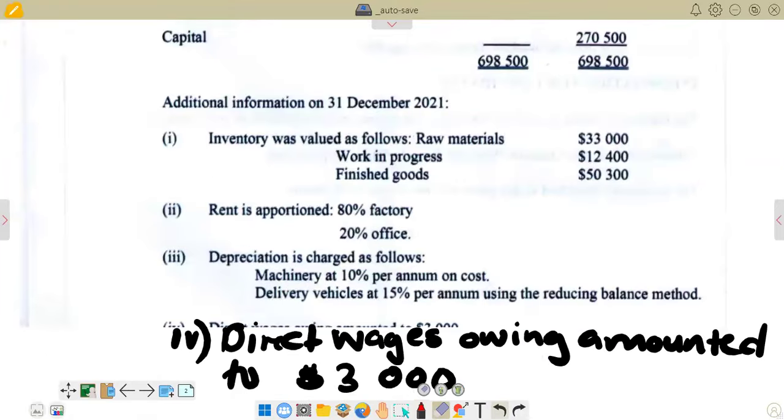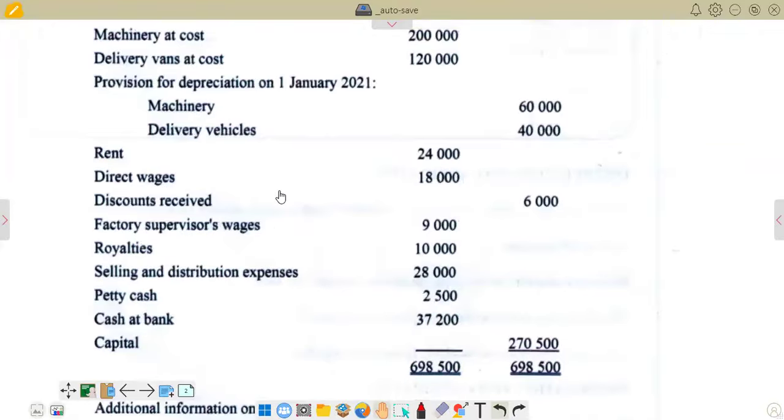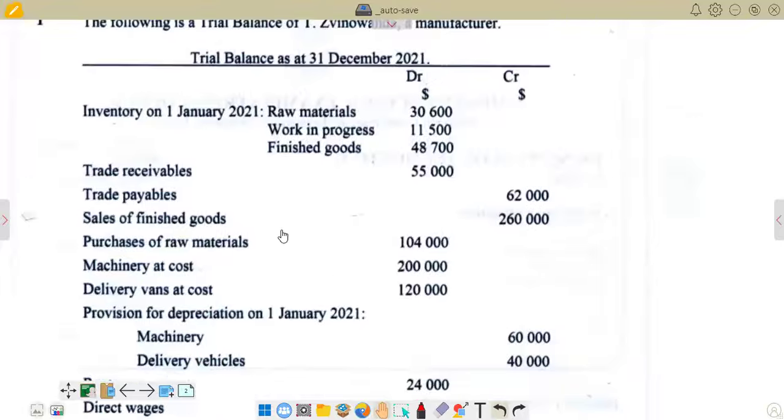If you go now, the opening inventory figures, we are going to find them there in the trial balance. Remember, when you're preparing a manufacturing account, we have 3 different types of inventories that you are going to see. We are going to see the inventory of raw materials, work in progress inventory, and also finished goods inventory.